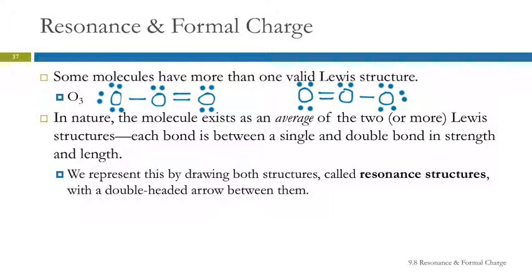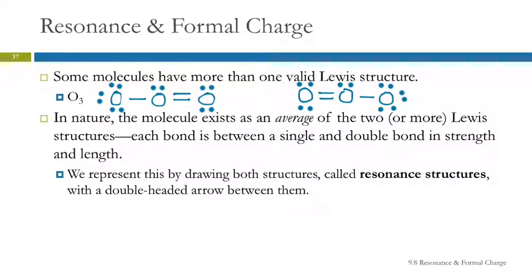Does everybody have an octet? Yeah. Got the right number of electrons? So which of these is correct? Both and neither. What actually happens with ozone in nature is that the molecule exists as an average of these two Lewis structures.